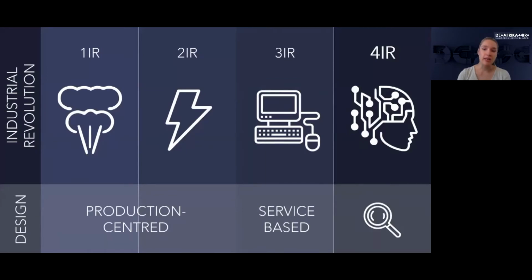So because design is a socio-technical field, it is essentially inseparable from human development, which also makes it inseparable from the industrial revolutions. This is evident when looking at how the focus of design has shifted throughout the industrial revolution. So initially in the first and second industrial revolution, design was very production-centered, which means it was focused on understanding the manufacturing and the production methods of products with the aim of mass consumption and mass production.